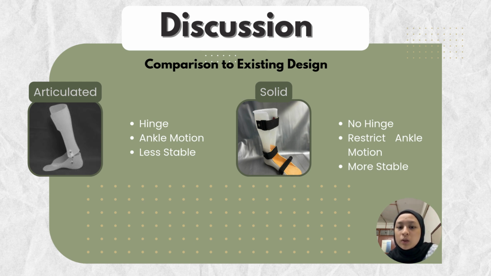Next, there are a lot of types of ankle foot orthosis in the current market, so we ought to compare ours with the existing design. We take, for example, the articulated foot orthosis in comparison with the solid foot orthosis, the one that we fabricated. In terms of design, the articulated foot orthosis comes with a hinge to facilitate ankle motion. Though it sounds more advanced, it is proven to be less stable. As for the solid type of foot orthosis, it has no hinge, meaning it will restrict ankle motion, but it is more stable compared to the articulated one. In this project, we aim to keep it simple for better recovery while bringing comfort to the patient.